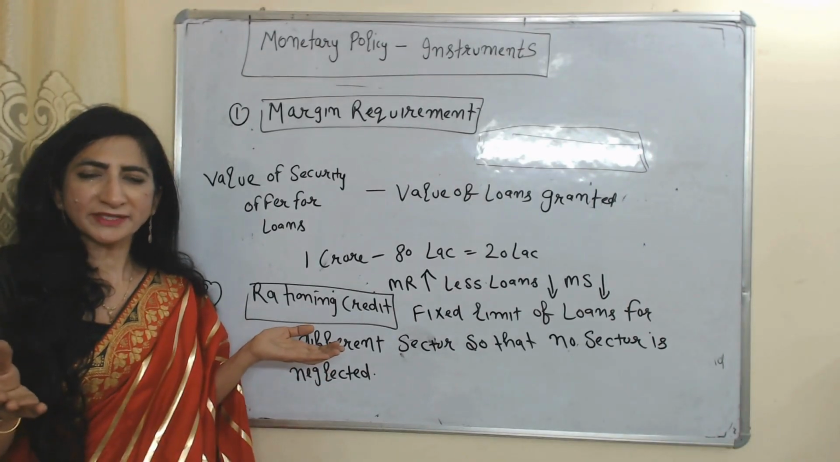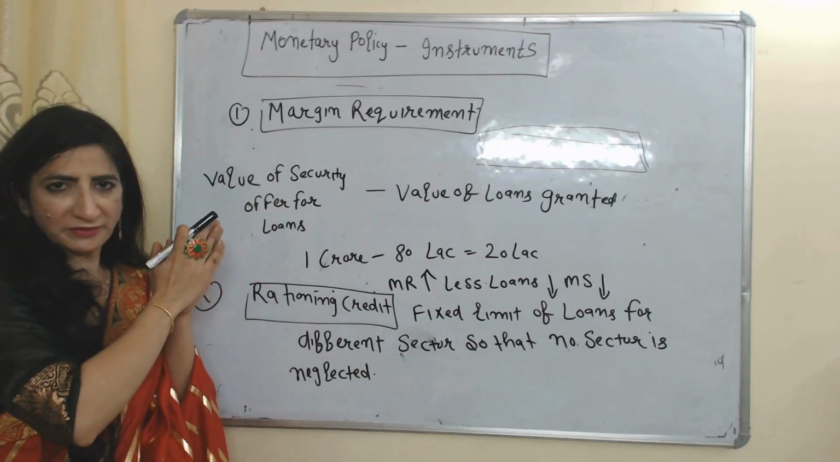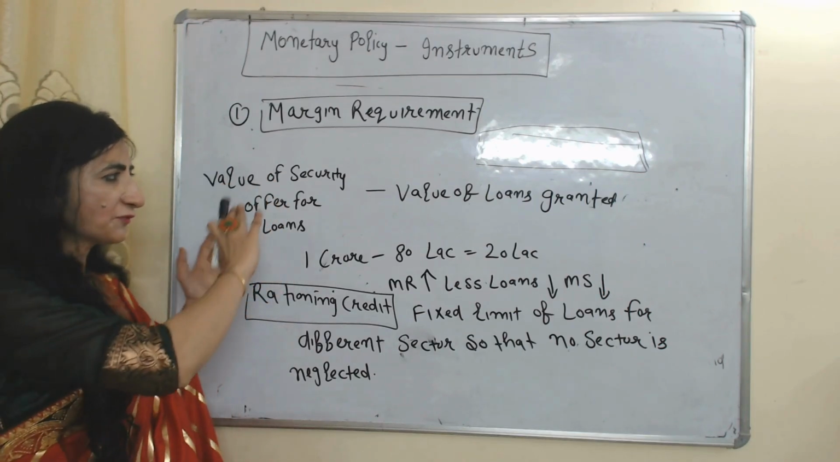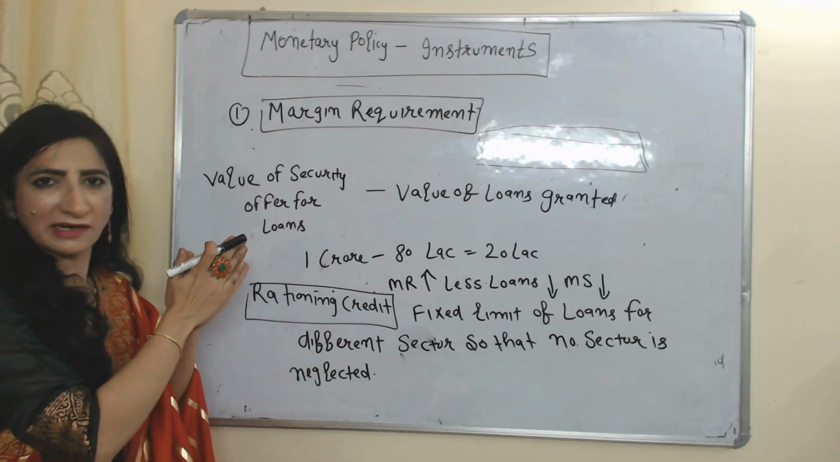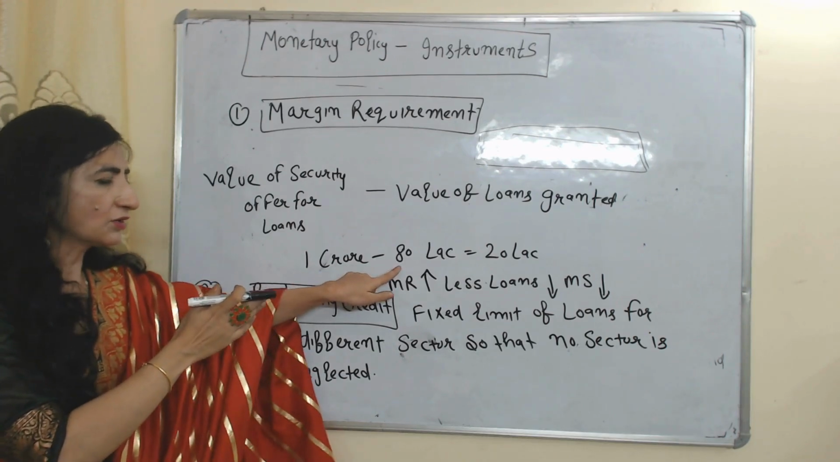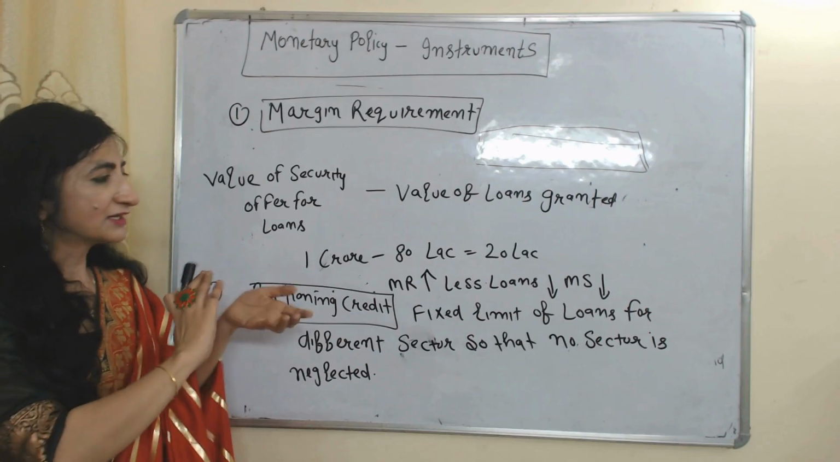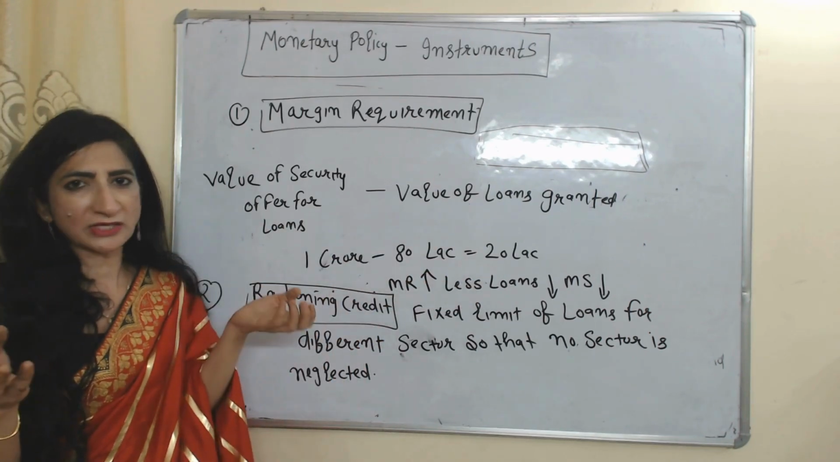Now we will see qualitative instruments. The first qualitative instrument is marginal requirement. Marginal requirement is the difference between the value of security offered for loans and the value of loans granted. Suppose the value of security is equal to 1 crore and the loan granted is equal to 80 lakh. The difference between both is equal to 20 lakh. This 20 lakh will be called marginal requirement.